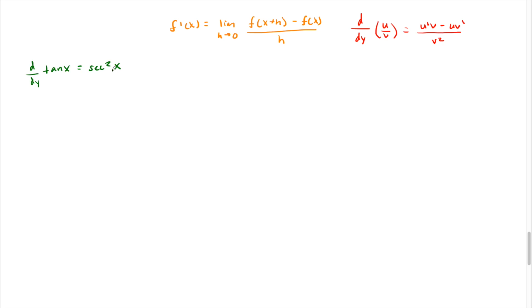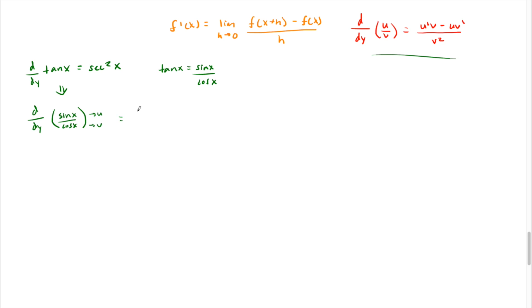Now the reason we do this is because we know that tan x is the same as saying sine x divided by cosine x. So we can rewrite this as the derivative of sine x divided by cosine x is equal to secant square x. And now we're going to go through the motion of the quotient rule. So we know sine x is our u and cosine x is our v.